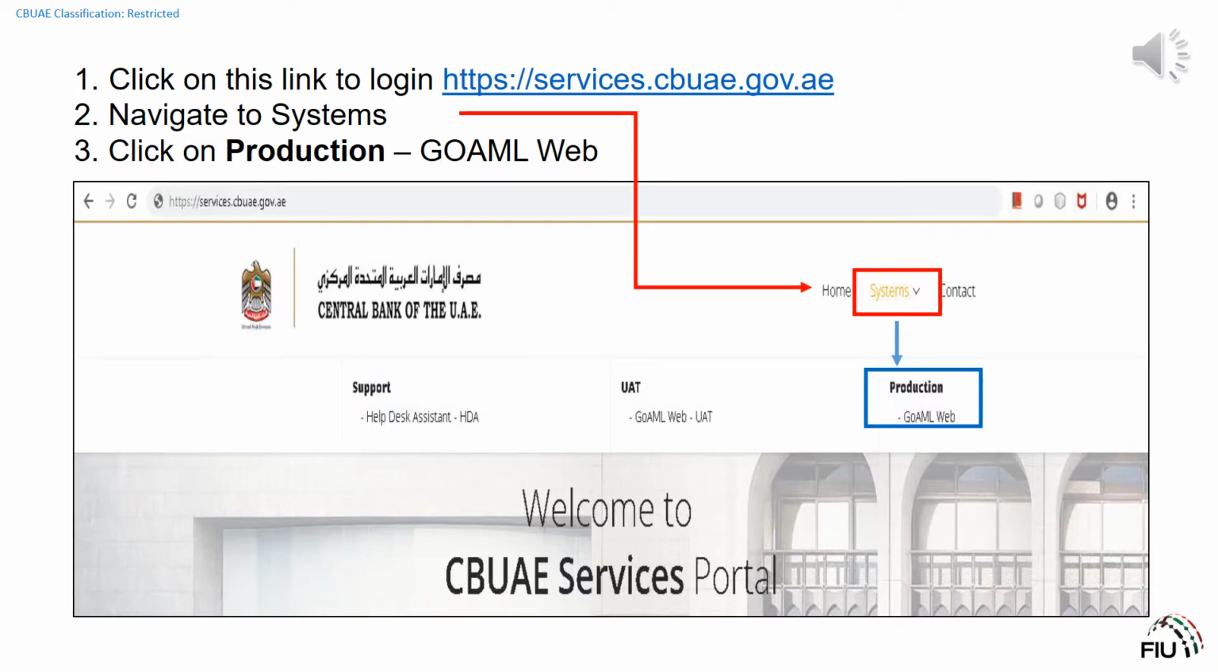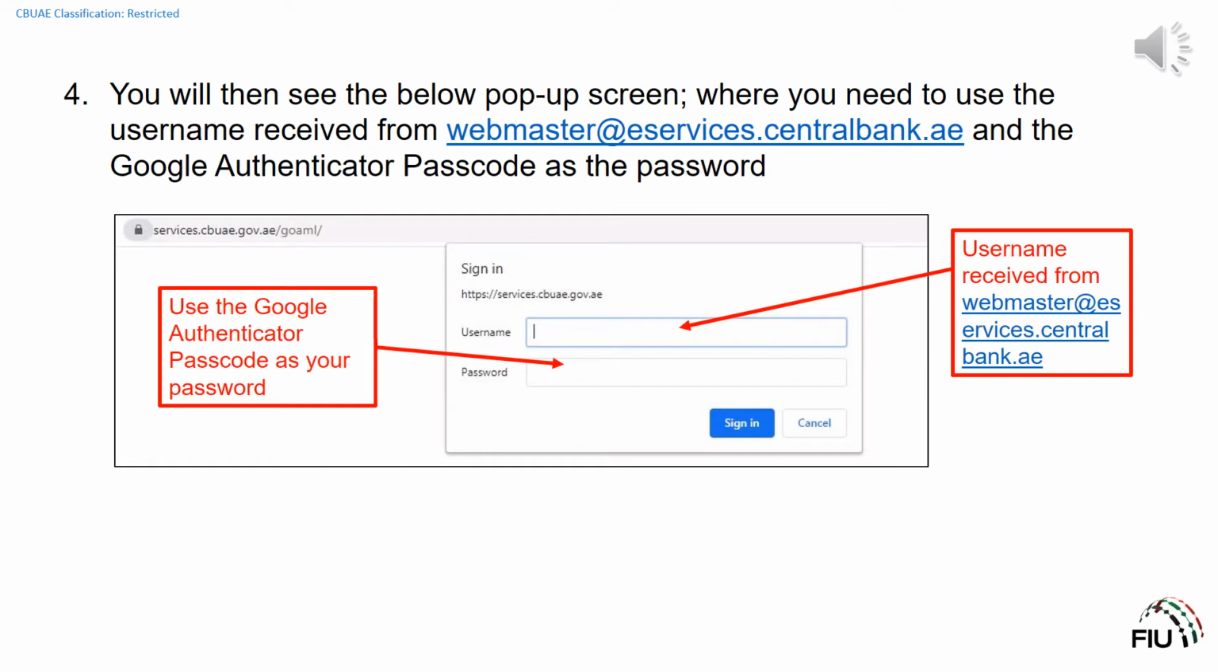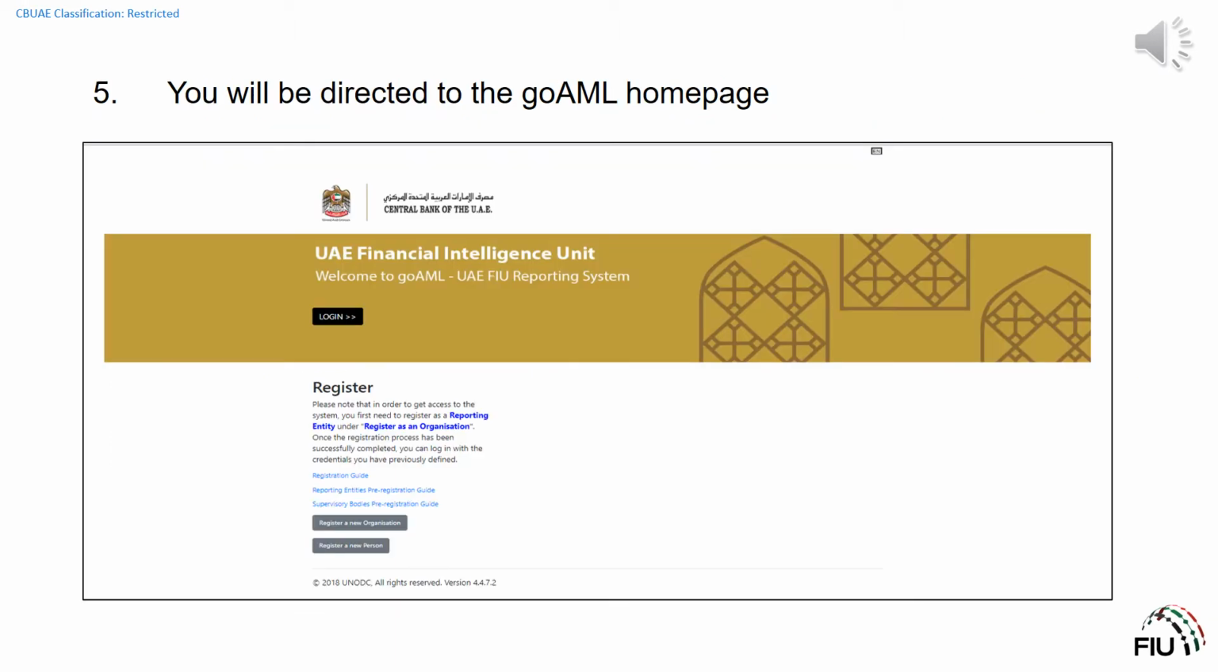First of all, please click on the link that you can see on the screen, then navigate to Systems and click on Production goAML Web. You will then see the pop-up screen that you can see now, and in this pop-up screen you need to use the username that you received from webmaster@eservices.centralbank.ae, and the password should be the Google Authenticator passcode. You will then be directed to the goAML homepage.